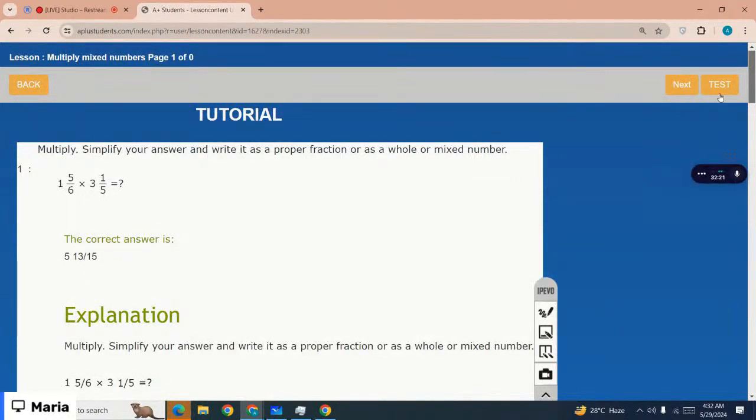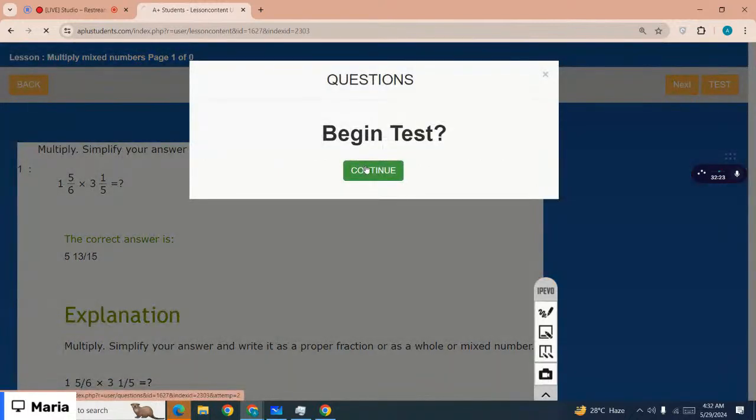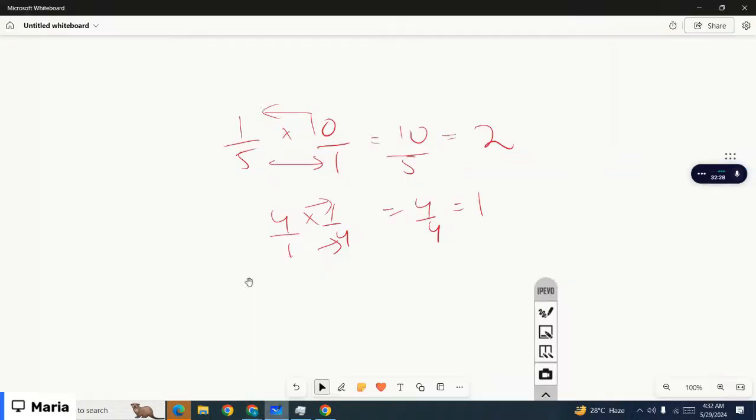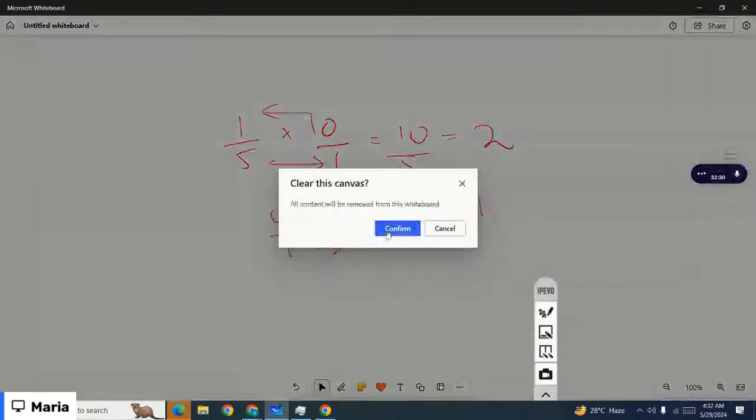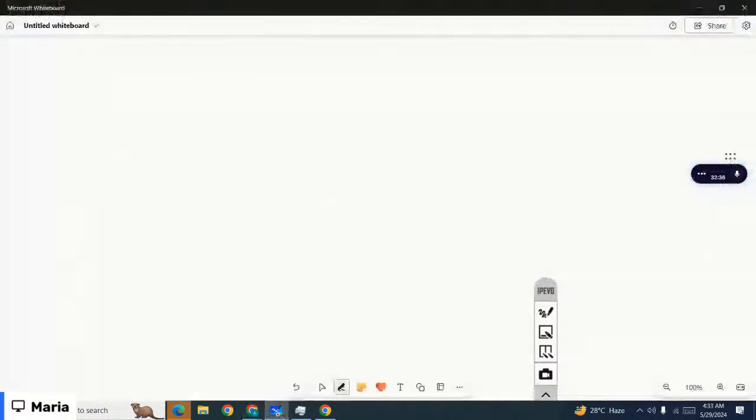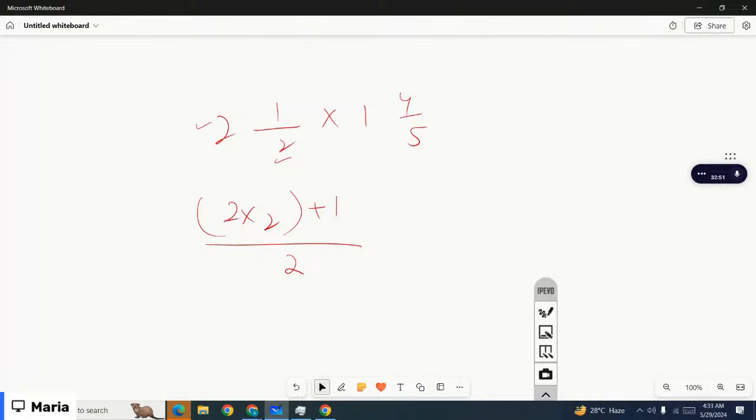Let's just start with the test questions. You can have a look at the tutorial by yourself. They are already solved, right? 2 whole 1 by 2 times 1 whole 4 by 5. First, let's just convert them to improper fractions. You have to do 2 times 2. You need to multiply the whole number times the denominator, add the numerator and then divide by 2, right?